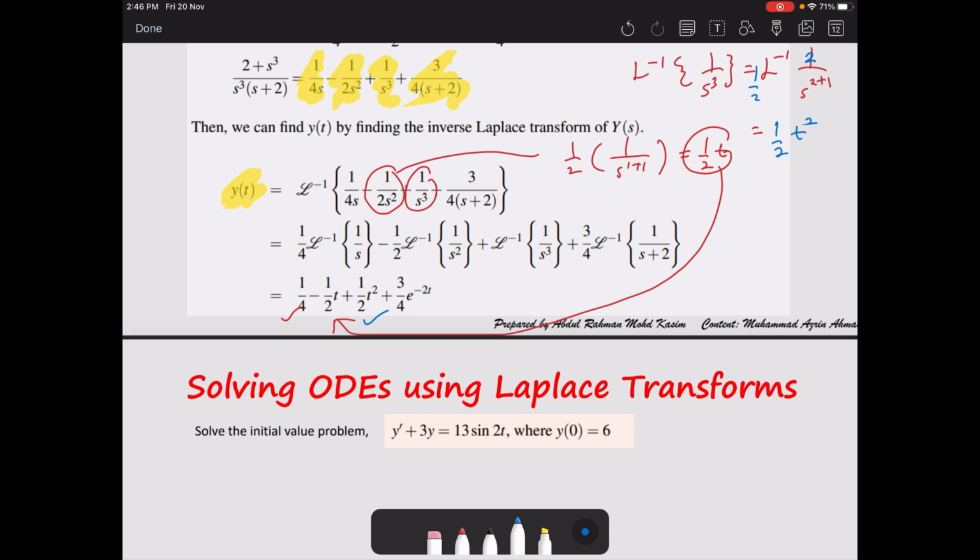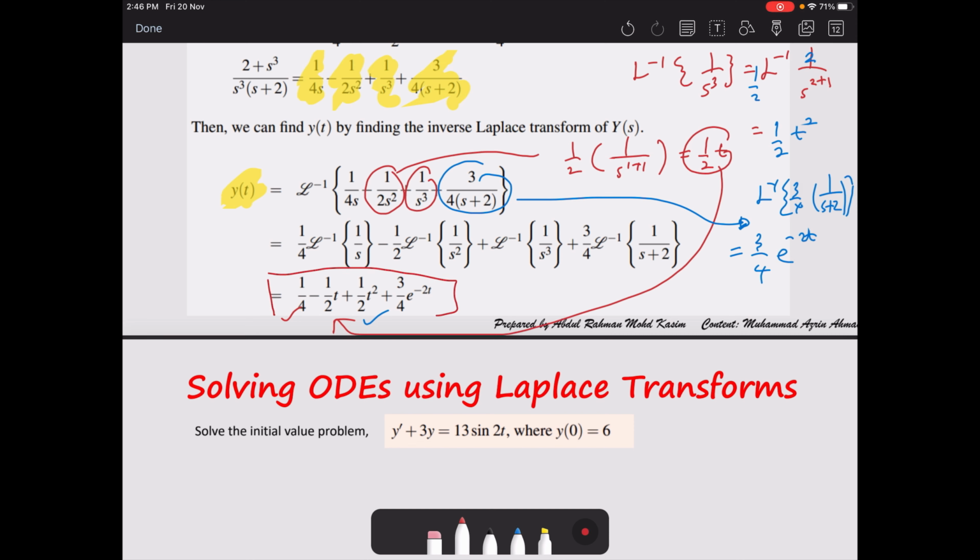And finally, for this one, you want to inverse 3 over 4, and you will have 1 over s plus 2. So here you can directly get from the table: 3 over 4 is a constant, and this one you will get exponent negative 2t. So you will end up having the correct answer for your ordinary differential equation, the first order ordinary differential equation.